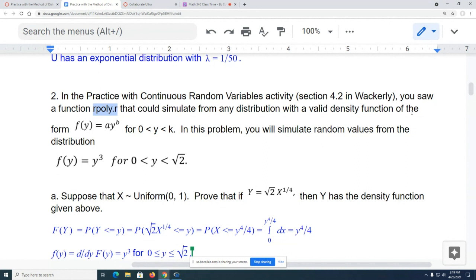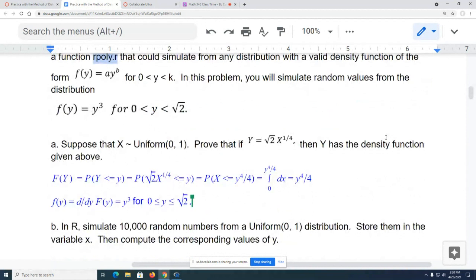Good. And what's the range of possible values of y? Yeah, that should be a little y there, not x. All right, nice. So now we can look at how we can use this. We can simulate random numbers from a uniform distribution on 0 to 1.